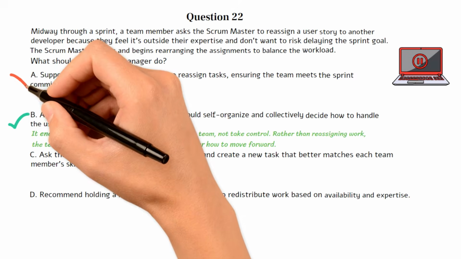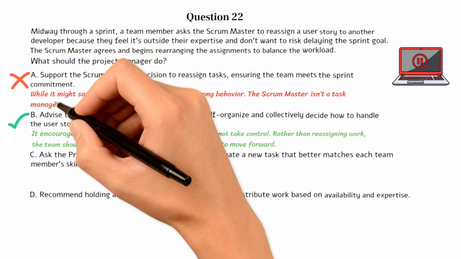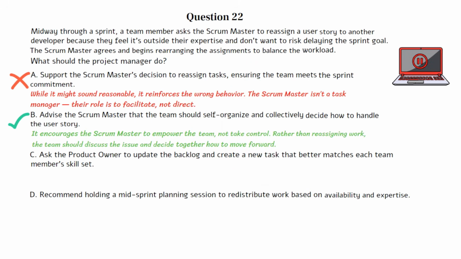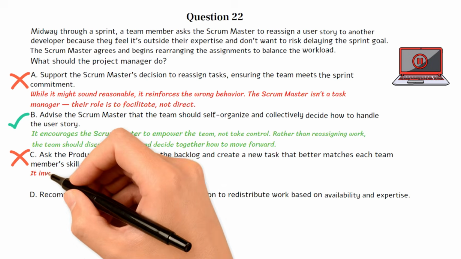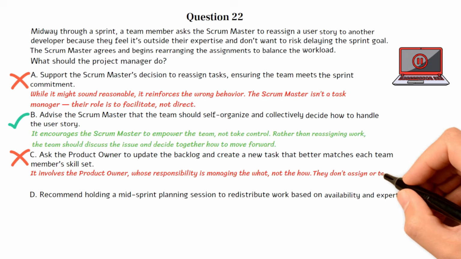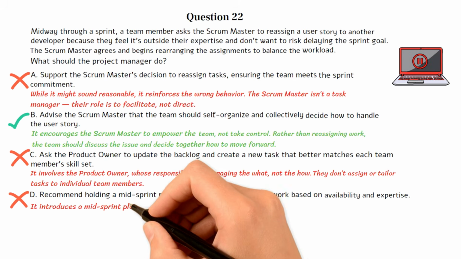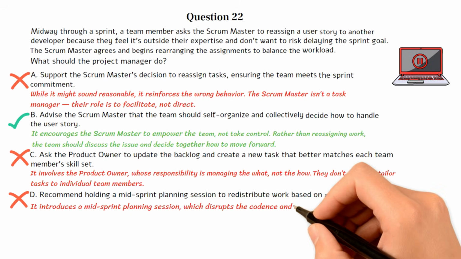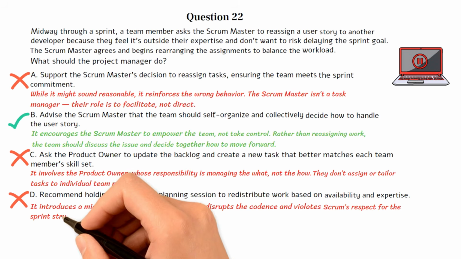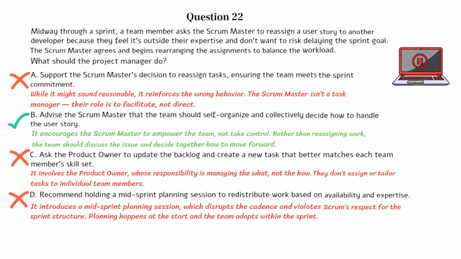Choice A is incorrect. While it might sound reasonable, it reinforces the wrong behavior. The Scrum Master isn't a task manager. Their role is to facilitate, not direct. Choice C is incorrect. It involves the product owner, whose responsibility is managing the what, not the how. They don't assign or tailor tasks to individual team members. Choice D is incorrect. It introduces a mid-sprint planning session, which disrupts the cadence and violates Scrum's respect for the sprint structure. Planning happens at the start, and a team adapts within the sprint. Let's move on to the next question if you're ready.